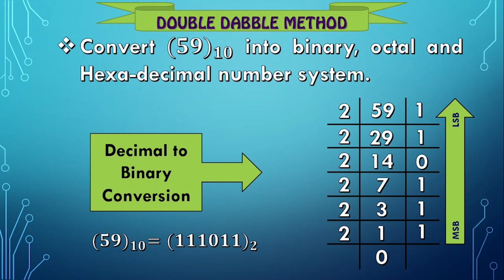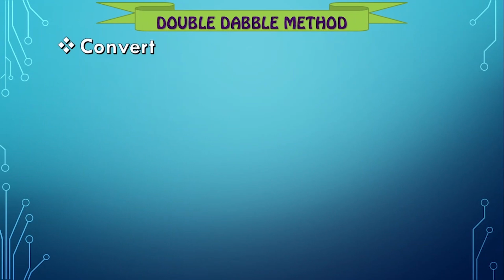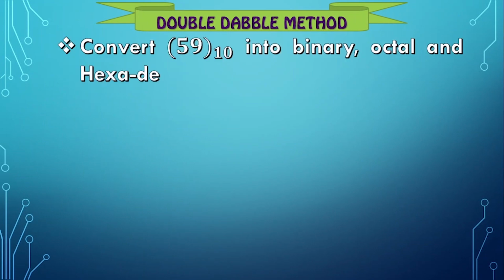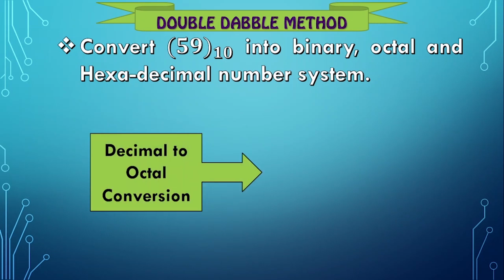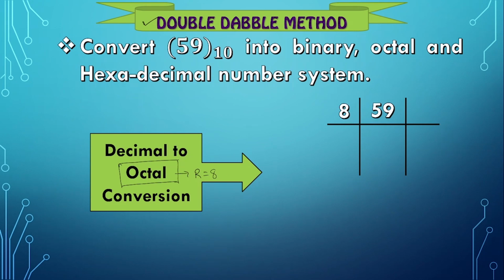Moving further, our next case is to convert the same number 59 into octal system. Okay, so what will be the change over here? So obviously the name is double dabble method, so we will perform successive division, but now I am interested to convert it in octal number system, and radix of octal number system is 8. So we will have the successive division, but this time our divisor will be 8. So write 59, divide it by 8, and you will have quotient as 7 and remainder as 3.